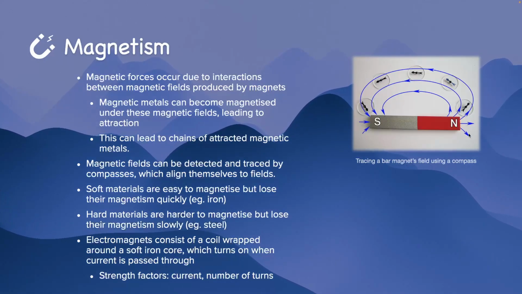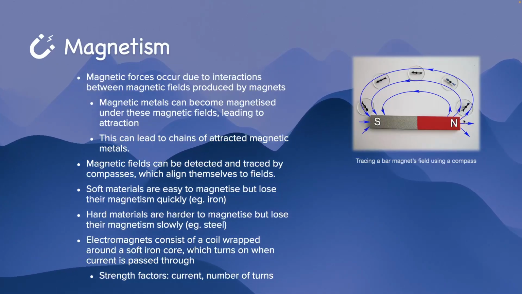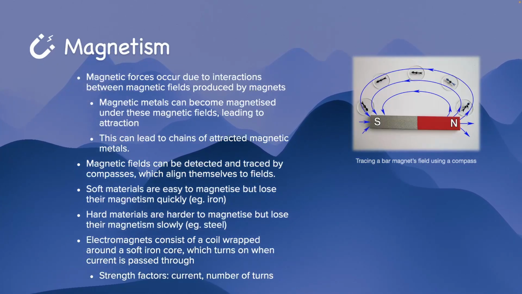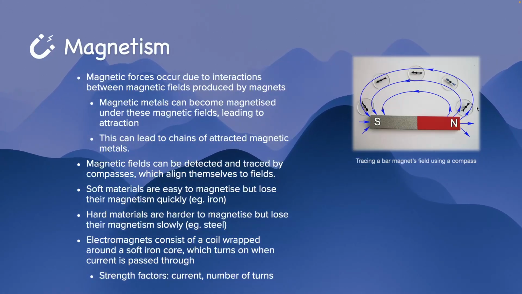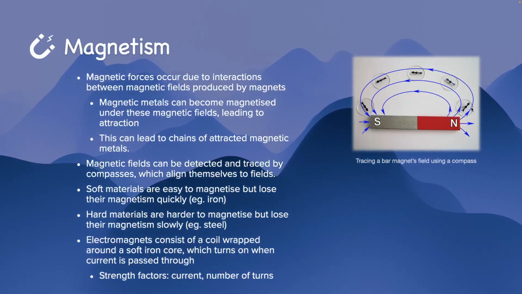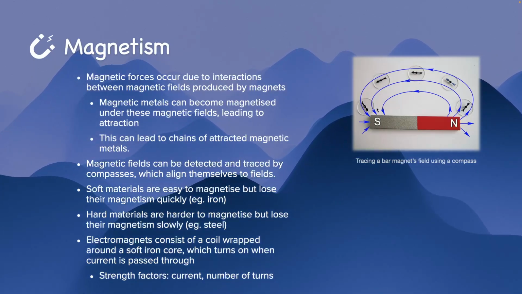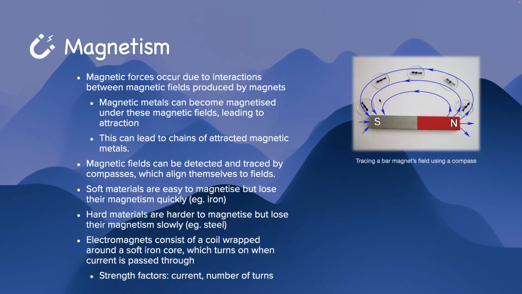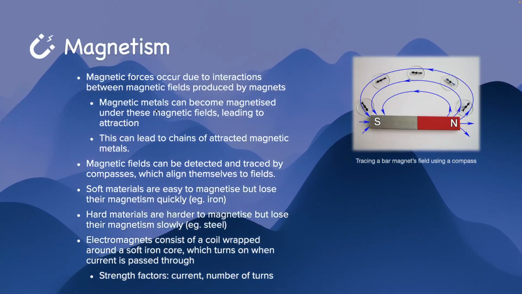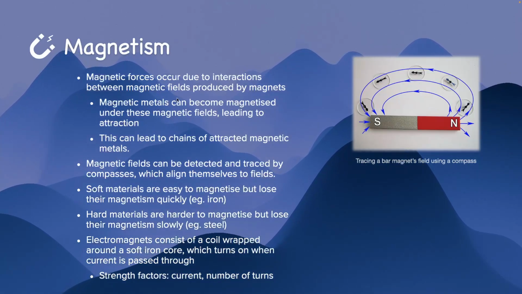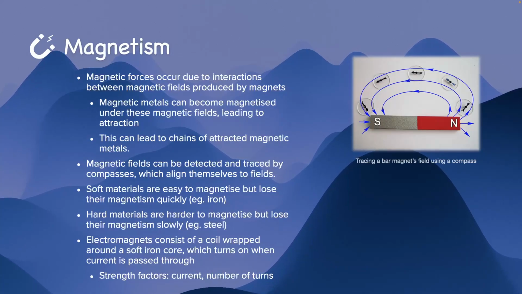We can trace these magnetic fields by using a compass, by placing it at one of the poles, and the way at which the arrow points, just plot a point there, place the compass beyond that point, and so on. You can trace the whole magnetic field line using the compass. These magnetic metals can be magnetized under these magnetic fields, leading to attraction.